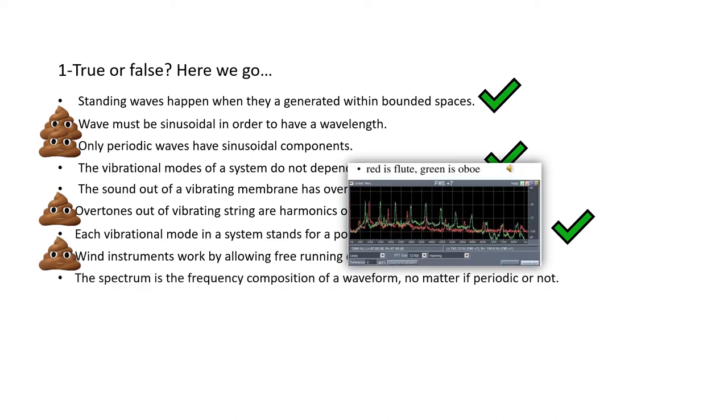The spectrum is the frequency composition of a waveform, no matter if periodic or not. Every waveform has a spectrum. Periodic ones have spectra with evenly spaced spikes in frequency. It is true.